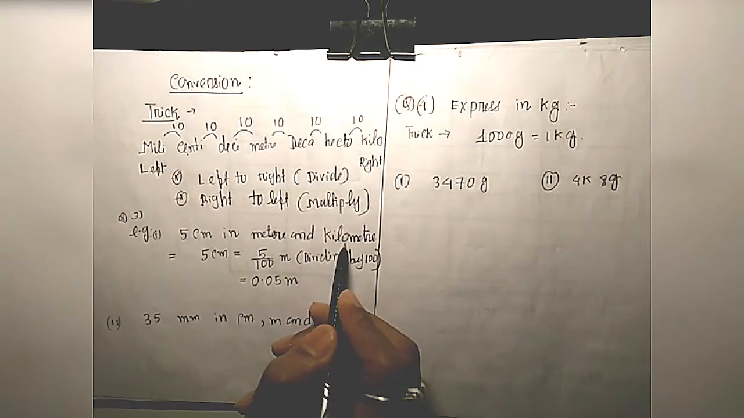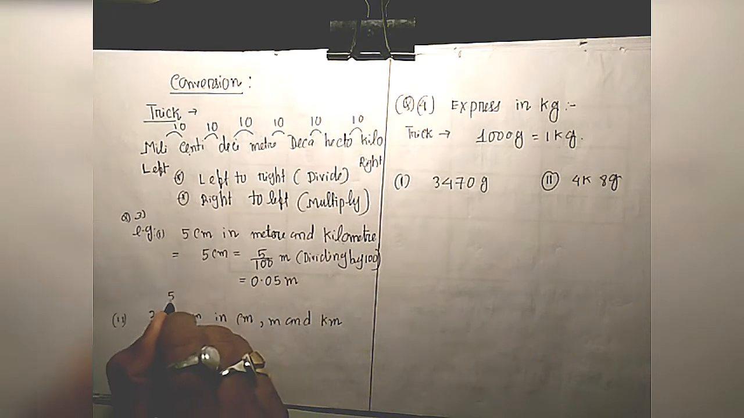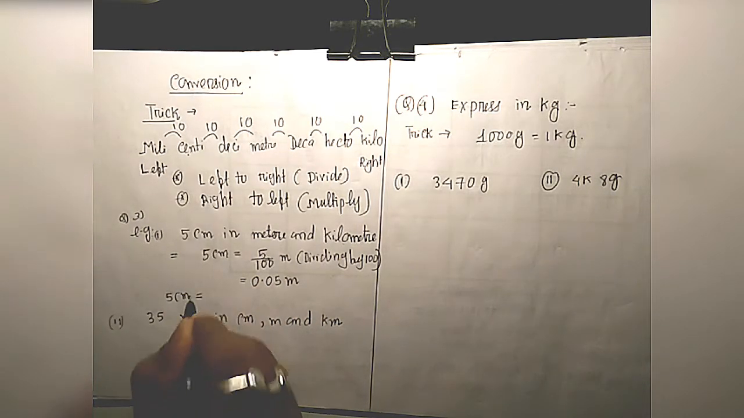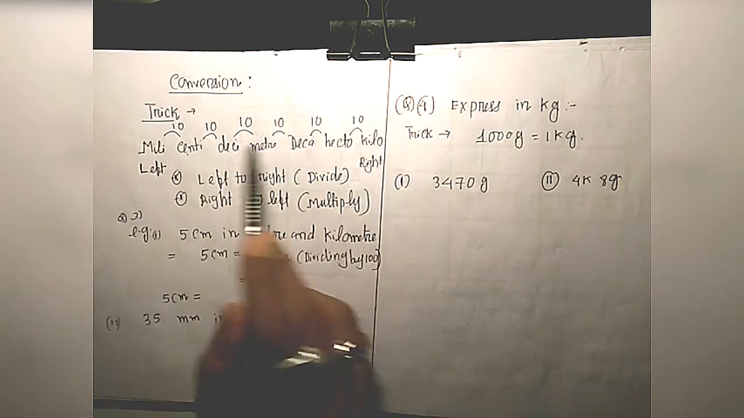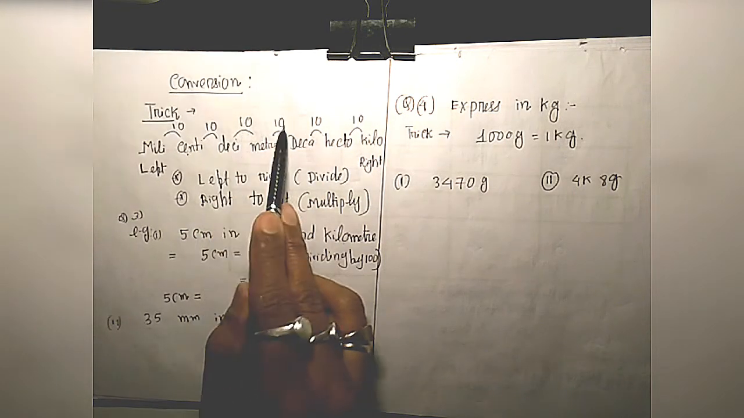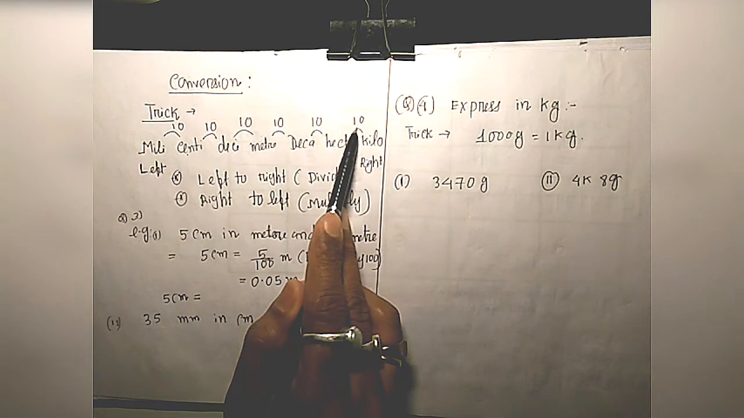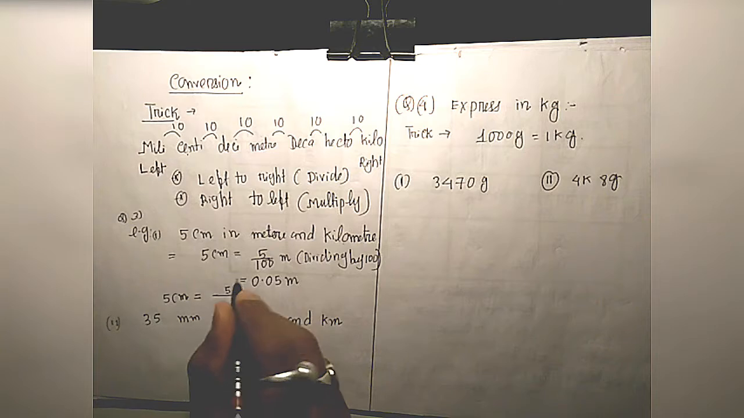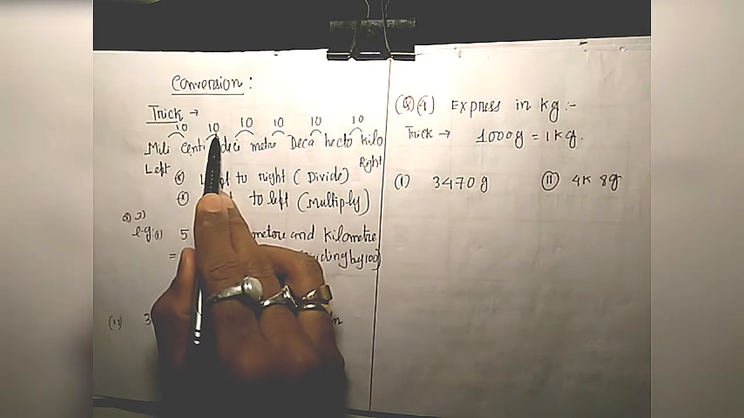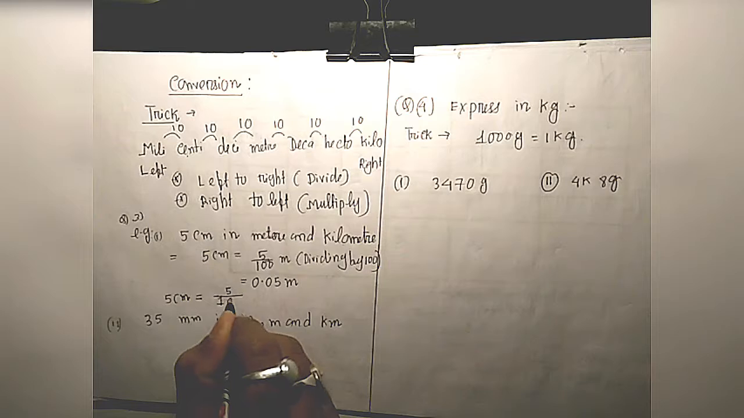Next, 5 centimeter to kilometer. So centimeter to kilometer, left to right. That means dividing by how many? Centimeter to kilometer, how many 10? 5 10. So 5 divided by 1, 2, 3, 4, 5 zeros, so 5 divided by 1 and 5 zeros kilometer.